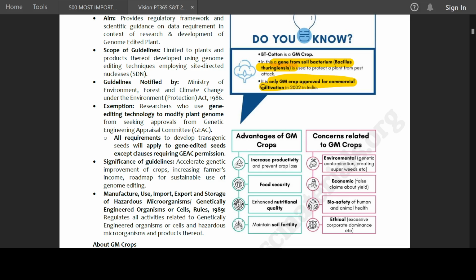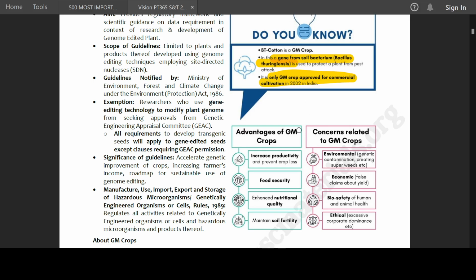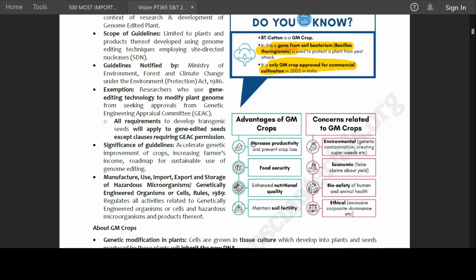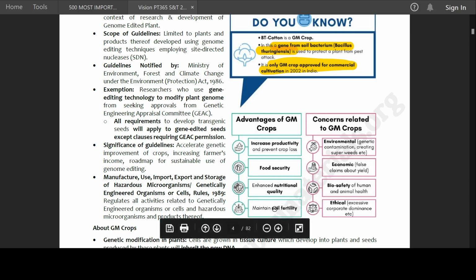So there are many GM crops. One of the GM crops is BT cotton, and BT cotton is the only GM crop that is commercially approved. Okay, advantages of the GM crops: increase productivity and prevent crop loss, food security, enhance nutritional quality, maintain the soil fertility. So soil fertility will be maintained by GM crops.